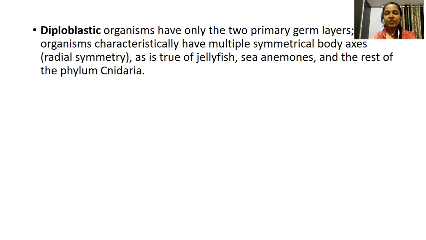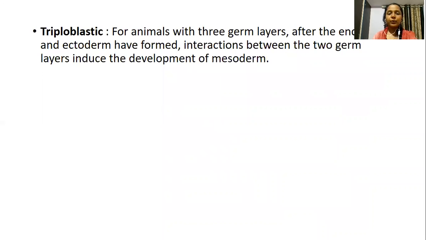Now let's see the definition of the diploblastic organisms. The organisms which have two dermal layers, that is the outer ectoderm and inner endoderm, are the diploblastic animals. Examples are jellyfish, sea anemones, and various examples can be quoted from phylum Cnidaria. Whereas the triploblastic animals have three germ layers, that is the outer ectoderm, inner endoderm, and middle mesoderm. All the vertebrates and the higher invertebrates can be quoted as examples of triploblastic animals.